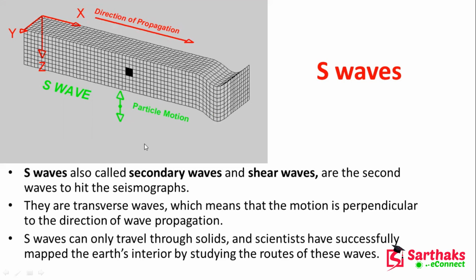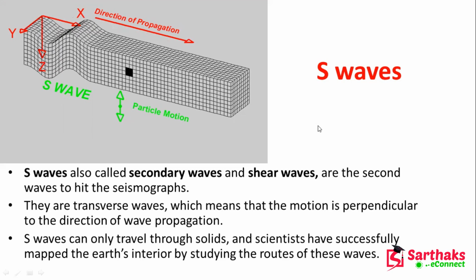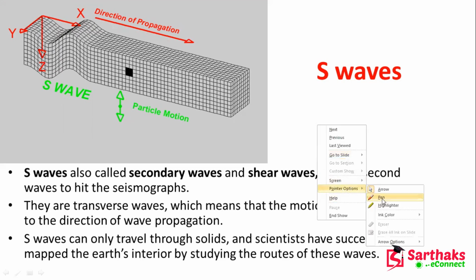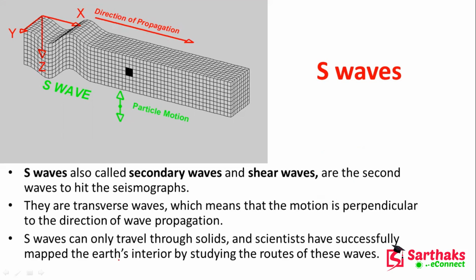S waves can only travel through solids, and scientists have successfully mapped the Earth's interior by studying the roots of these waves. Here you can see that this wave will move like this. It is a transverse wave, which means that the motion is perpendicular to the direction of propagation. This is the direction of propagation and the motion is in this way, and that means it is perpendicular.